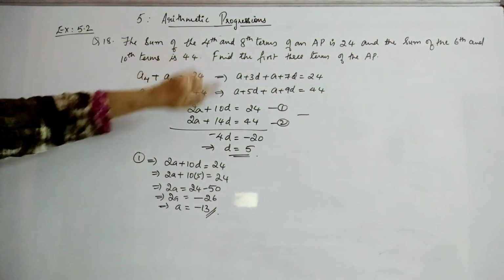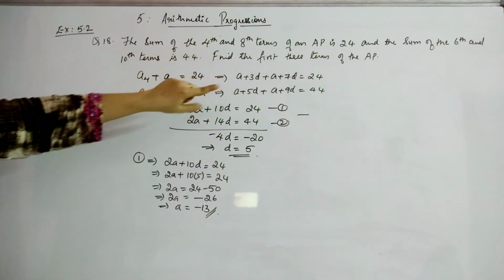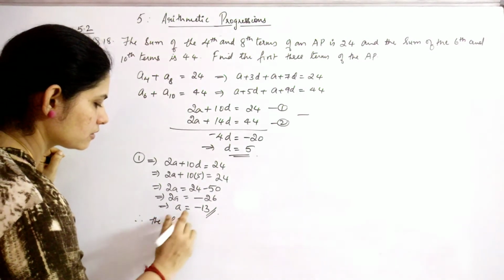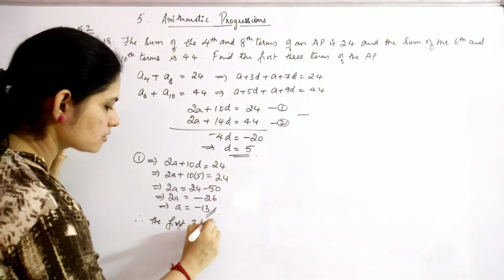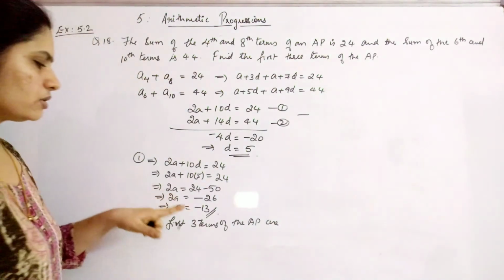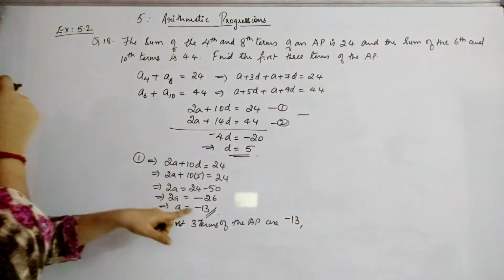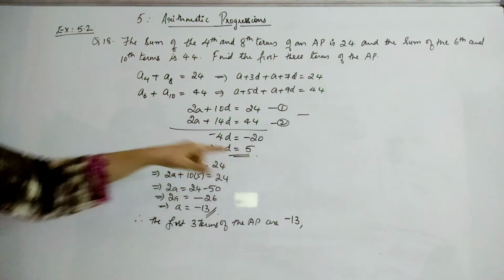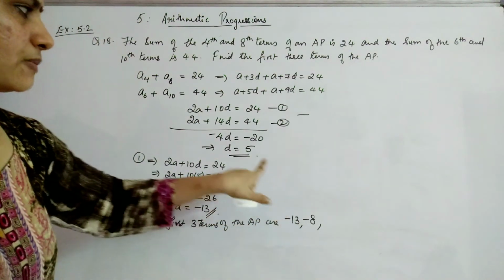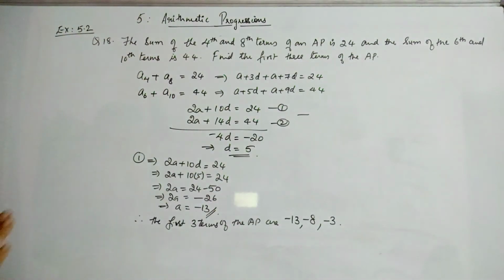Now what do you want? You got both the first term as well as the common difference. The first 3 terms you want. Therefore, the first 3 terms of the AP are, what will be those? You will have here minus 13 as the first term, then the next term will be minus 13 plus 5, which will be minus 8. The third term will be minus 8 plus 5, which is minus 3. And you can stop here because they are asking only 3 terms. You can just put a full stop there. Okay.